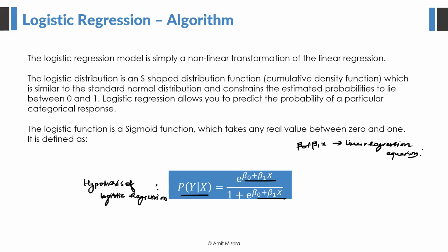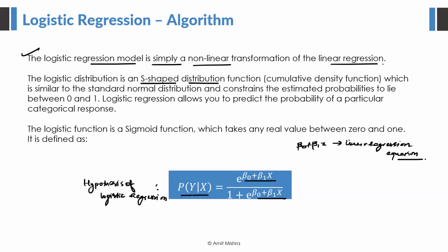This is basically representing the linear regression equation part. Now let's go ahead. The logistic regression model that we know is simply a nonlinear transformation of linear regression model. The logistic regression is represented as an S-shaped distribution function.